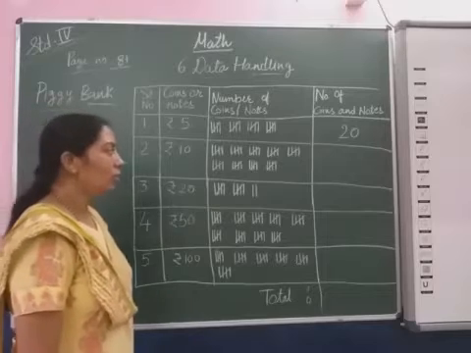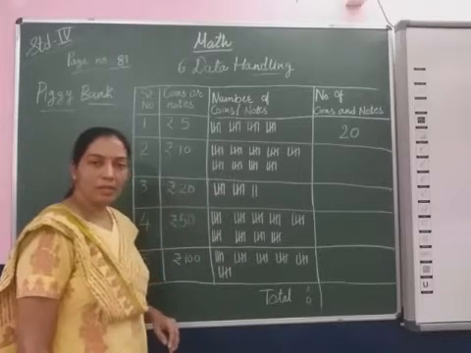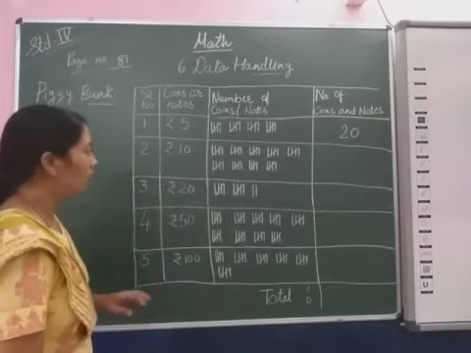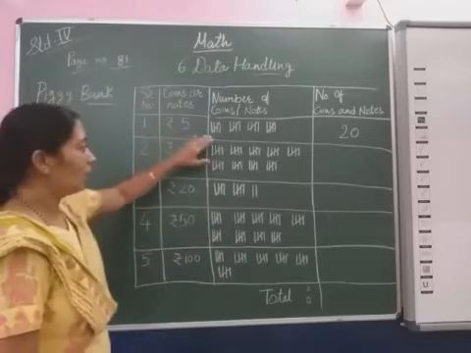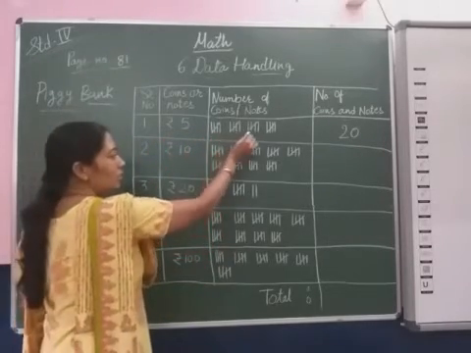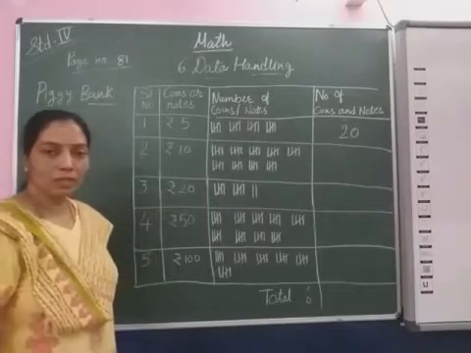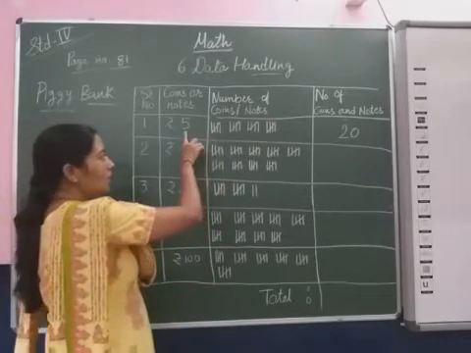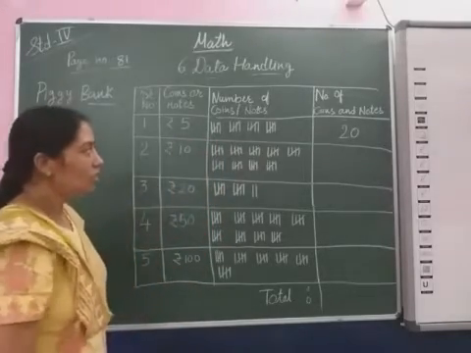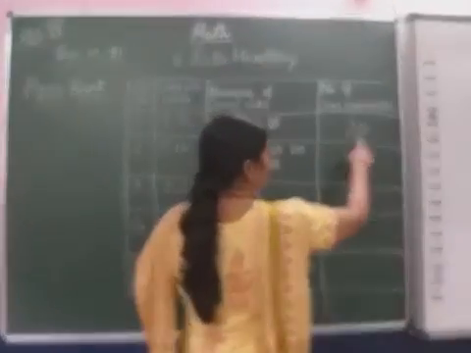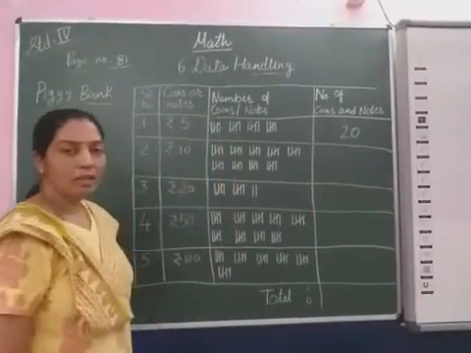Now we have to interpret this tally mark in numerals. Like here, rupees 5, the tally mark for this observation is 20. So 20 times he found rupees 5. So the number of coins and notes given here is 20.